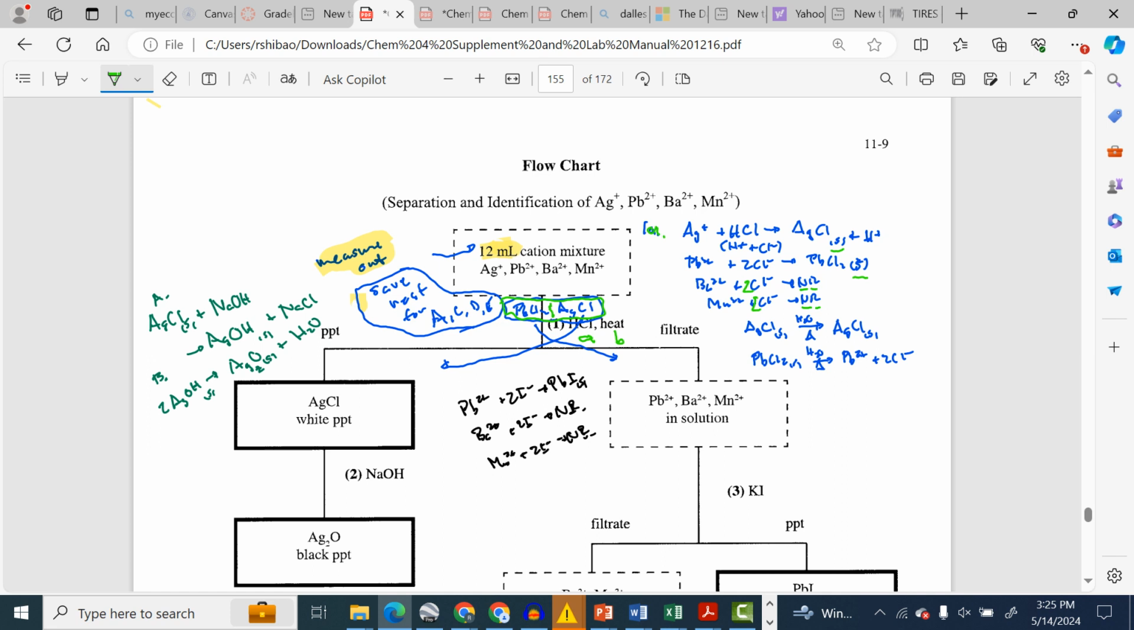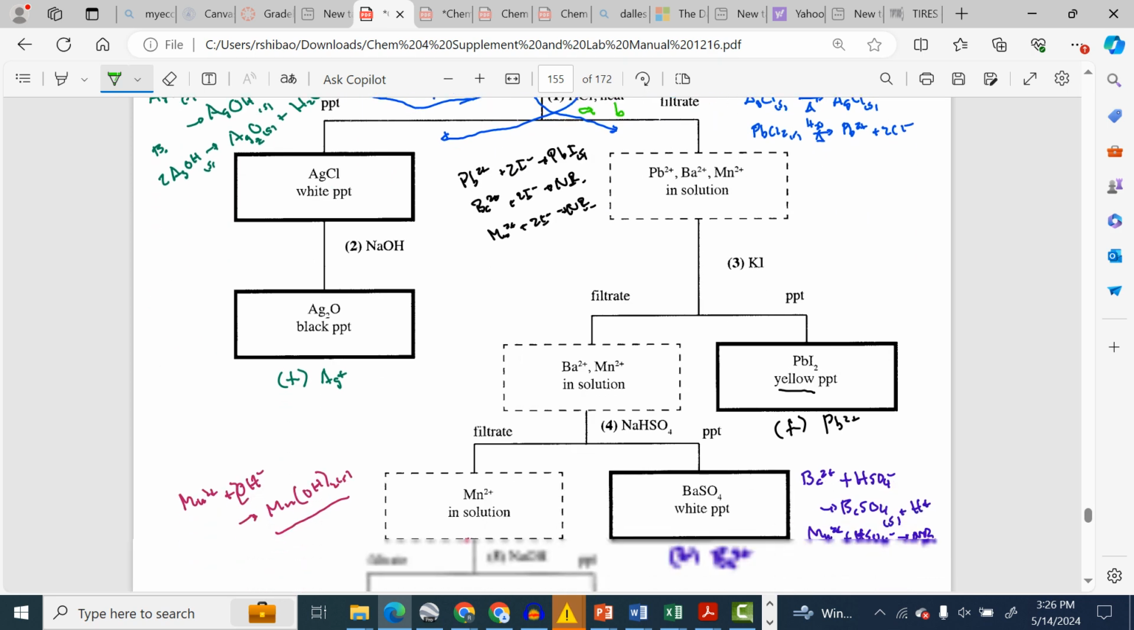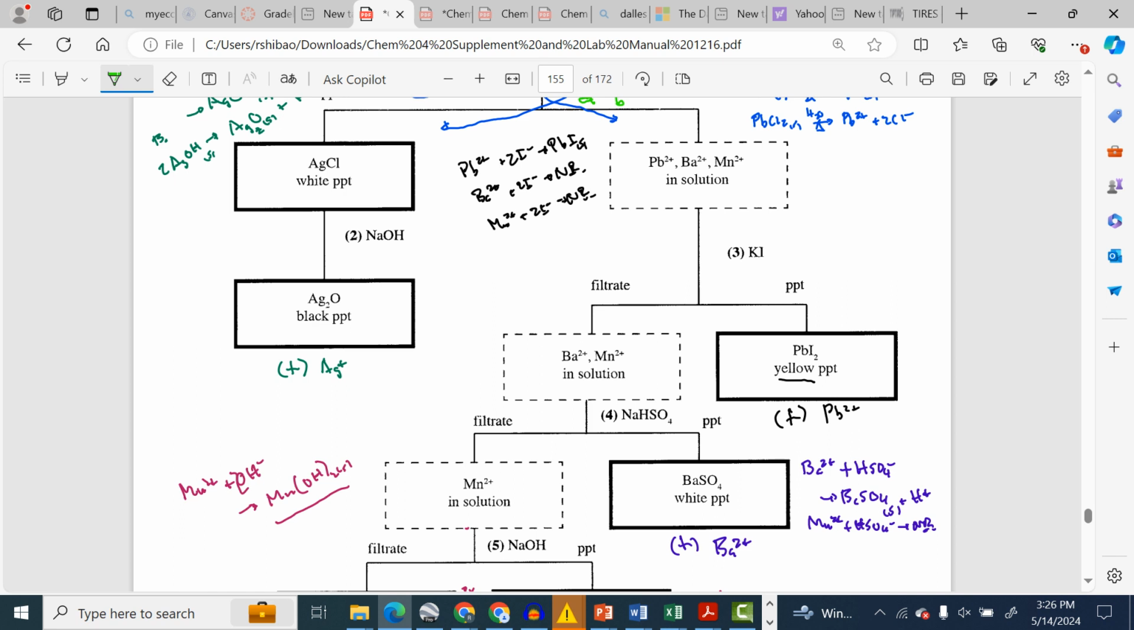If lead escapes here as a precipitate, then it screws up this next test. We need to make sure that all the lead's over here. And so complete separations are important. And the same thing here. We've got to make sure that we have all the lead as yellow precipitate here, because if lead escapes over here, it's going to screw up these results, and we aren't going to get what we expect.